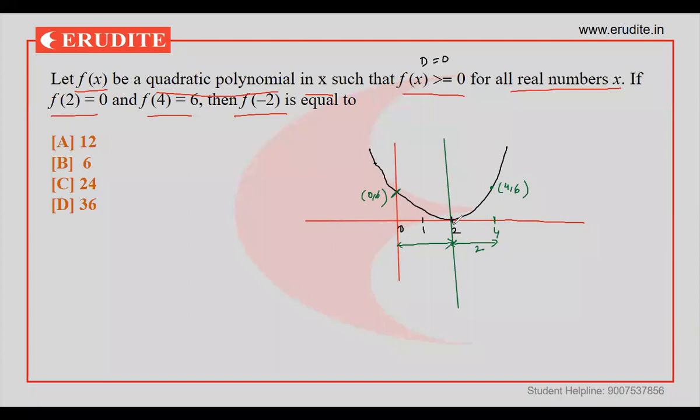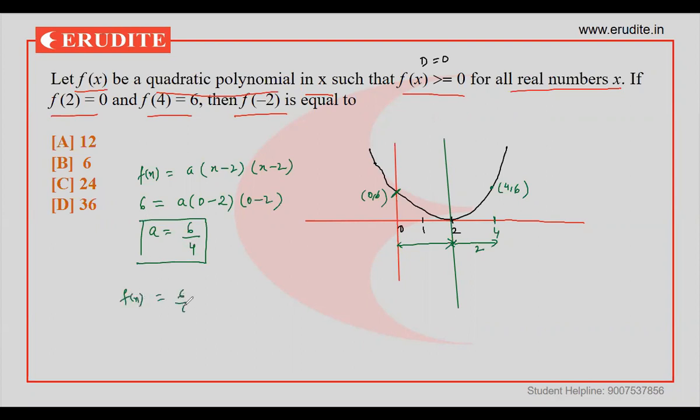Right. As the root is 2, so the general equation of parabola I can write as a into x minus 2 into x minus 2 because both the roots are same. Now, when x is 0, the fx value will be 6. So I'm going to replace here 6 and in the place of x, I am putting 0. So from here, I am getting the a value, a value is 6 by 4. So the general equation of fx is how much coming? 6 by 4, x minus 2 into x minus 2.